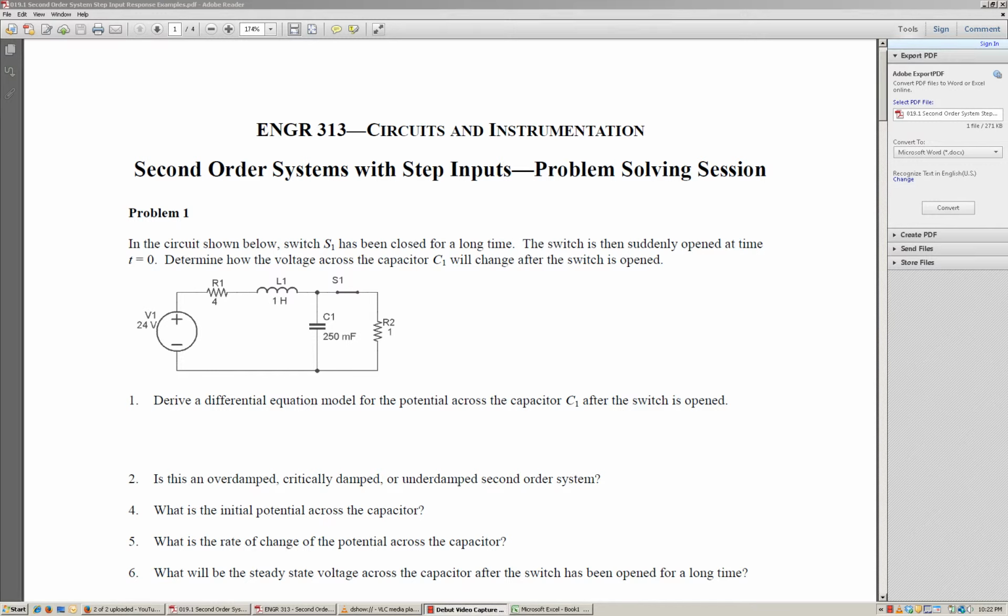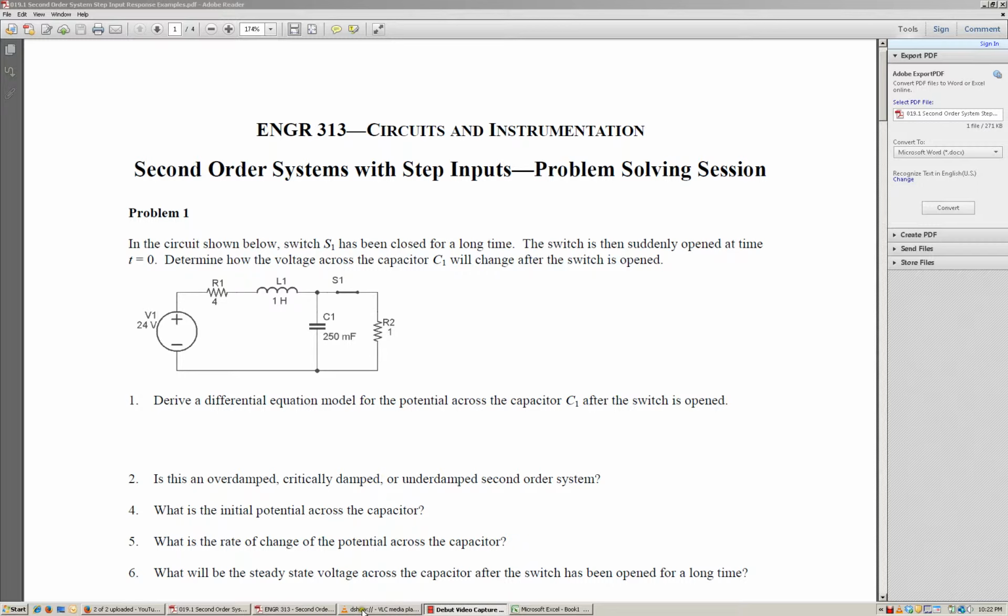In the previous video, we looked at how to derive the differential equation model for problem number 1 of our second order systems with step inputs problem solving session worksheet. We used the node voltage method to determine the differential equation that describes the behavior of the voltage across this capacitor C1. What I would like to do now is show you how we could have used the mesh current method, which is based off Kirchhoff's voltage law, to establish the same equation.